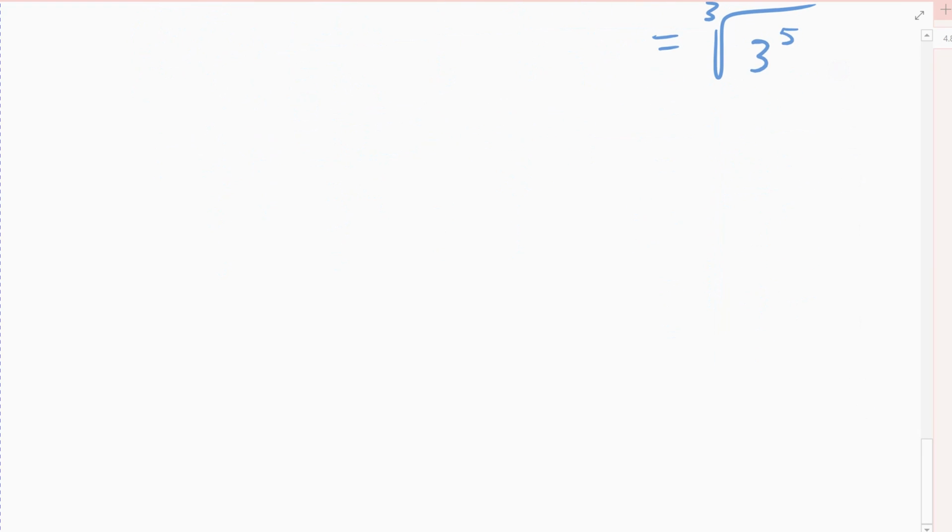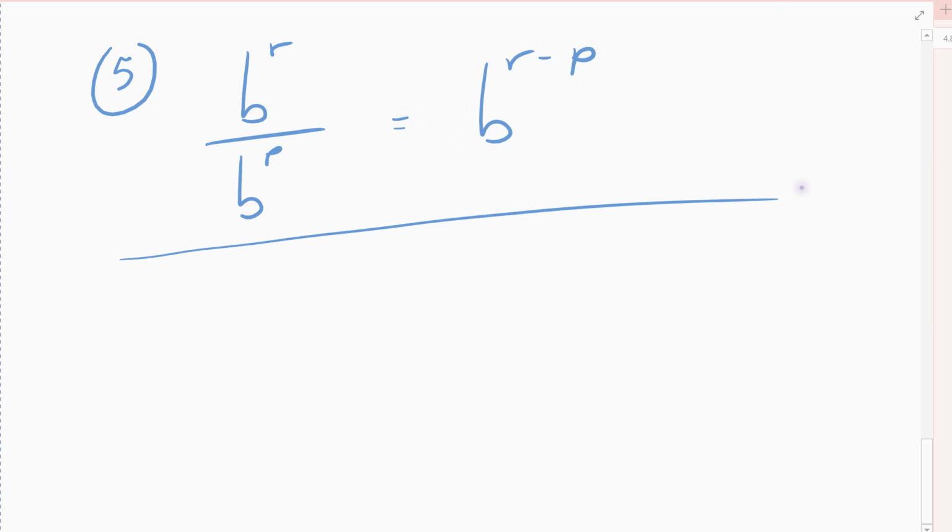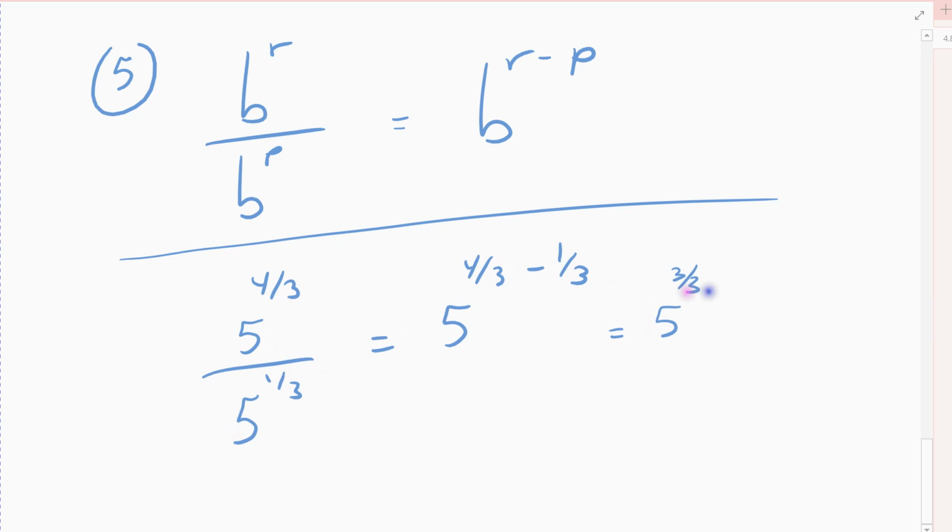All right, the last property is the division property. b raised to the r divided by b raised to the p, where b is the same number and r and p are just real number values. Well, that's exactly the same as b raised to the r minus p, right? I subtract my powers if it's the same base. So an example would be, suppose I had 5 to the 4/3 divided by 5 to the 1/3. Well, that would be 5 to the 4/3 minus 1/3, which comes out to 5 to the 3 over 3, which is 5 to the first, which is just 5.